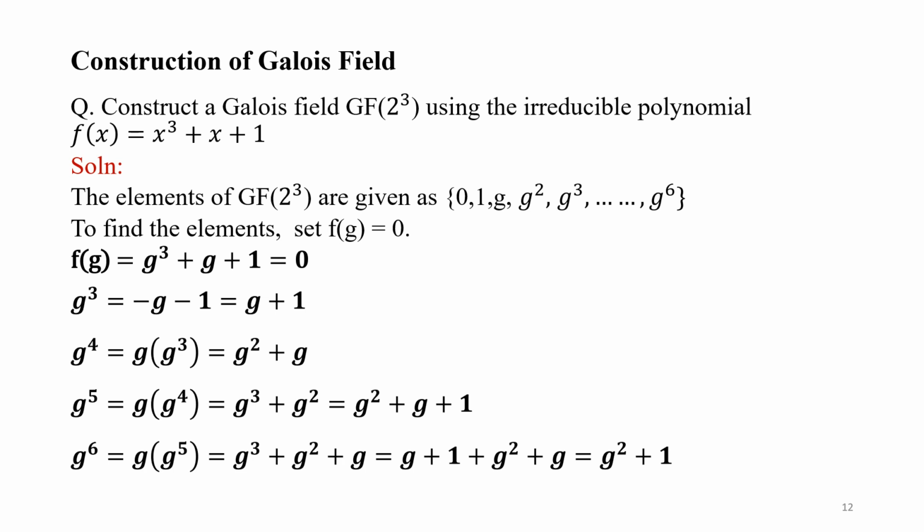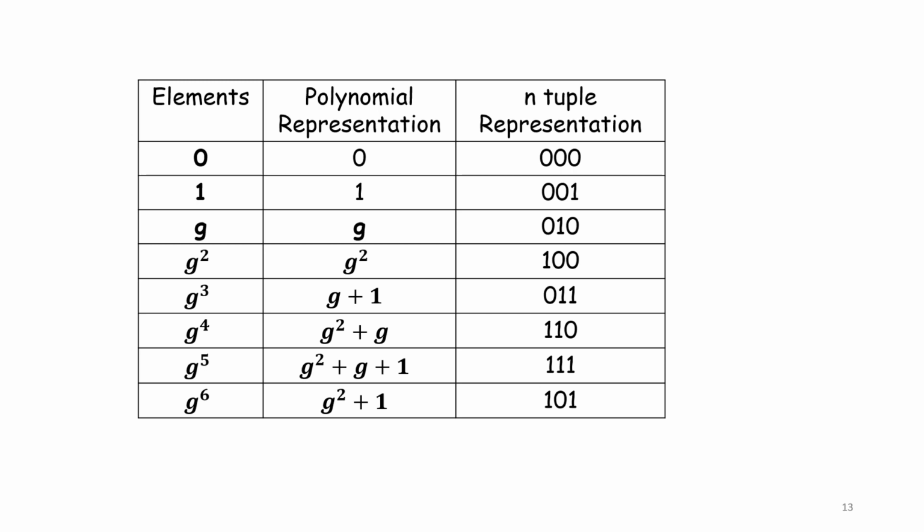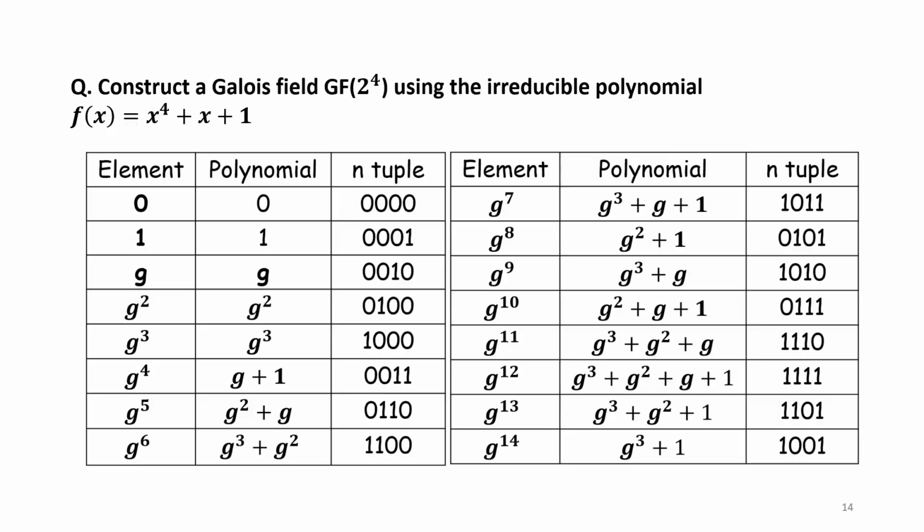That is, f(g) equal to g raised to 3 plus g plus 1 equal to 0. Therefore, g cube equal to g plus 1. Similarly, we can find g raised to 4, g raised to 5 and g raised to 6. The 8 elements of GF(2 raised to 3), their polynomial representation and also the binary representation are given in the table. Another example for construction of a Galois field GF(2 raised to 4) using the irreducible polynomial f(x) equal to x raised to 4 plus x plus 1 is given.